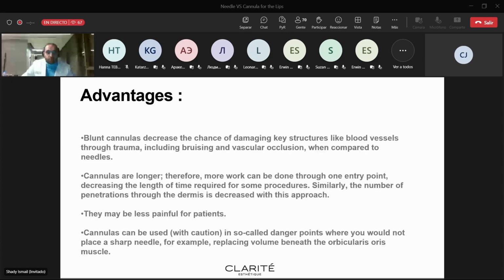Also, maybe it's less painful for patients, and for other patients because of the movement, maybe it's a little bit painful, but as I said, it's injector dependent. So be soft, as we will see in the video, just be soft, don't be too harsh, don't be too aggressive, manipulate the tissues to allow the gliding of the cannula.